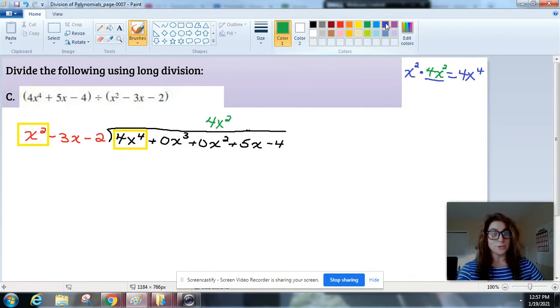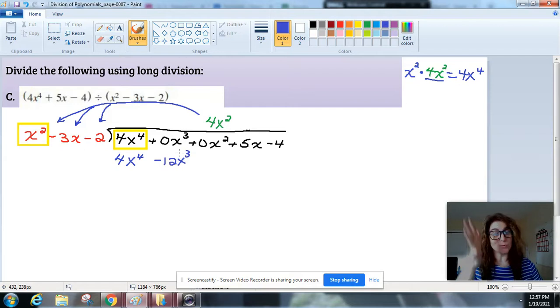And then we do our distribution. You are simply going to take your quotient and multiply it to all parts of your divisor. So 4x squared times x squared is the 4x to the fourth we want. Has to be identical. 4x squared times negative 3x is a negative 12x cubed. And this is why having that 0 placeholder makes it line up nicely. 4x squared times negative 2 is a negative 8x squared.